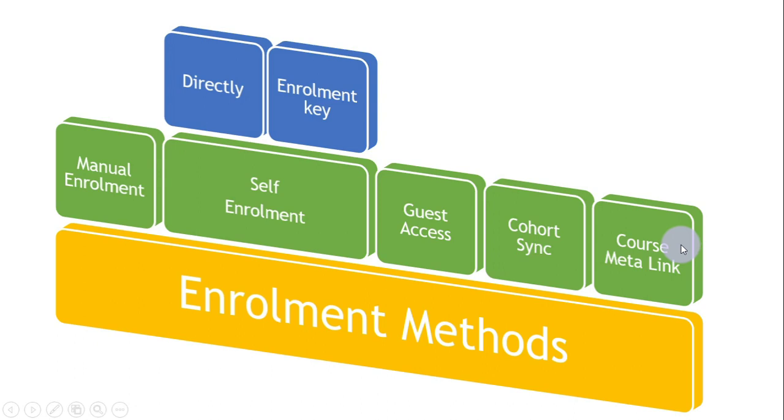The course meta link makes it possible for all users enrolled in one course to be automatically enrolled in one or more other courses. Cohort sync is adding students batch-wise. Once you're logged in, you can see some courses. This could have been done with cohort methods. The guest access can be a visitor with limited features and no need for an account. This should have been enabled by the teacher. The manual method is that you can contact your lecturer and ask him to add you. Then he or she can add you, and then you can get enrolled into the courses.